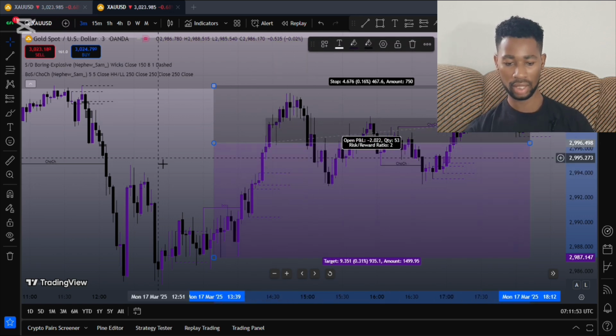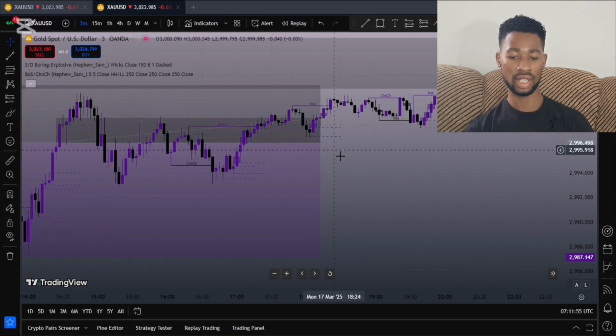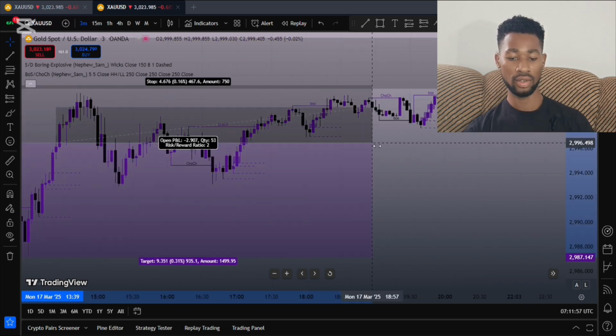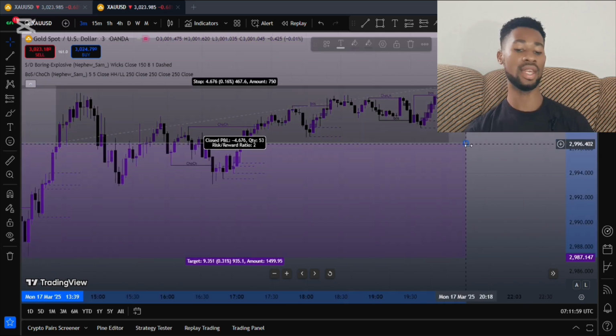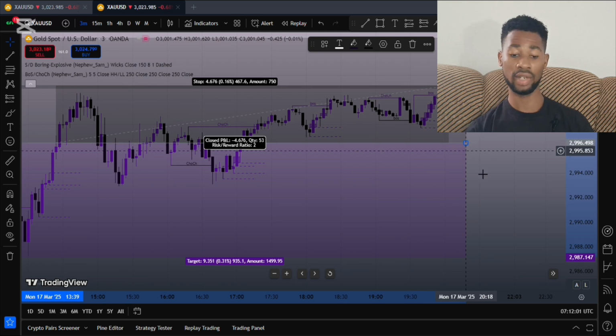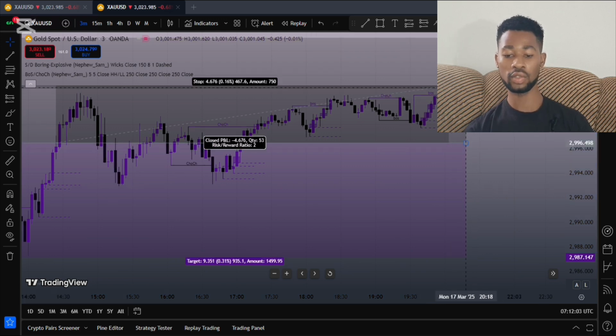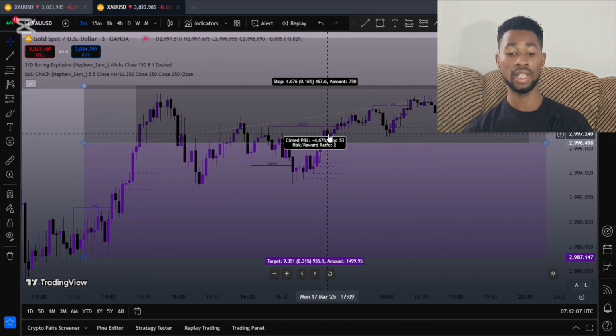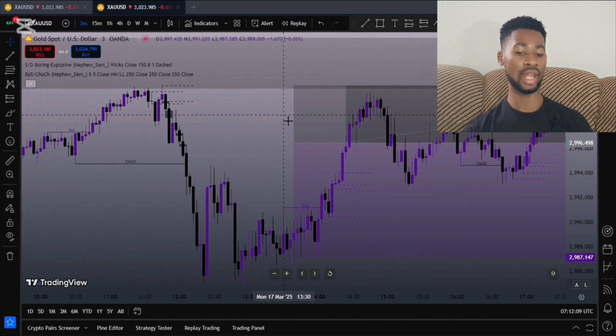And then price came back in profit, started ranging for a very long period of time, which I hate. I hate when price ranges for a very long period of time, and eventually your stop loss would have got hit on this trade, despite the fact that this supply region was actually valid to trade off from.